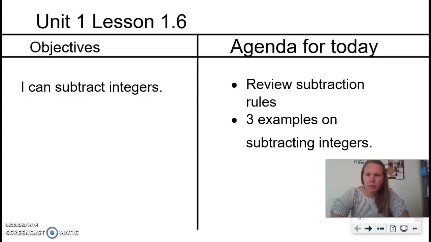Welcome to Lesson 1.6. In Lesson 1.5, what we did is we were adding integers. And here in Lesson 1.6, we are going to subtract integers. So we will continue practicing our subtraction rules within integers. We'll review those, as well as we have 3 different examples on subtracting integers.